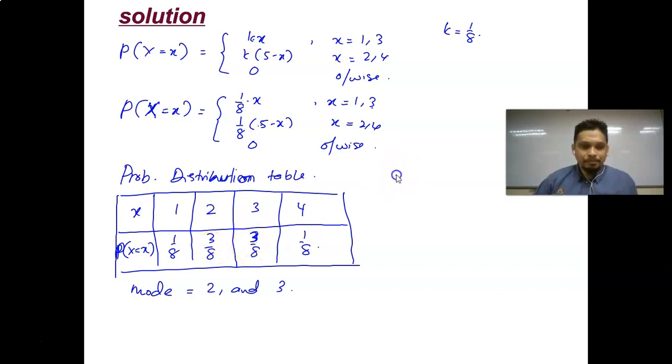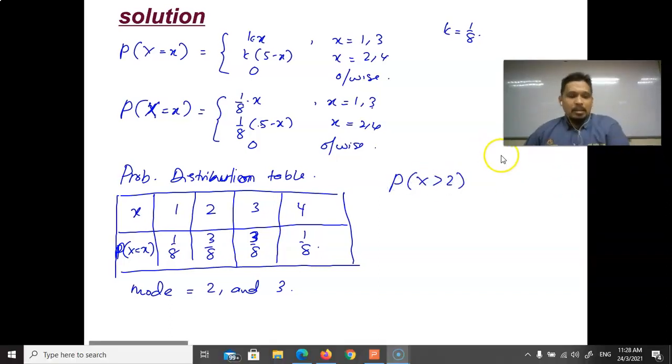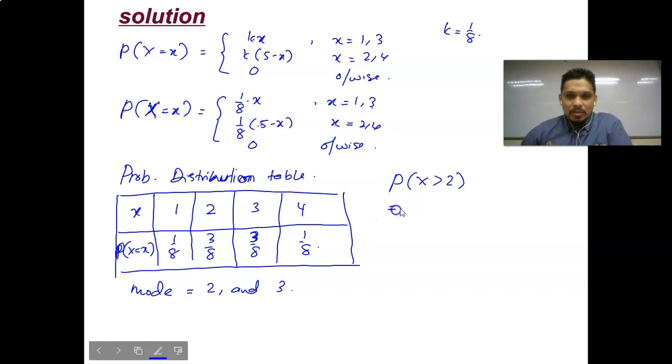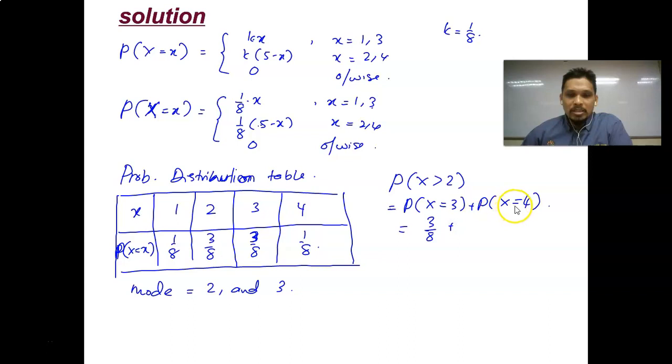And then probability of X greater than 2. As a discrete variable, X greater than 2 means X equal to 2 is not included. So it now becomes probability of X equal to 3 plus probability of X equal to 4. When X equal to 3, the probability is 3 over 8. And when X equal to 4, the probability is 1 over 8. So it is 4 over 8, or simplified as 1 over 2.